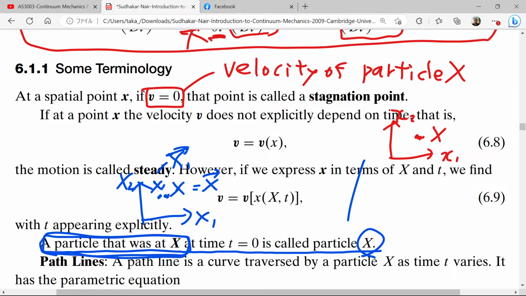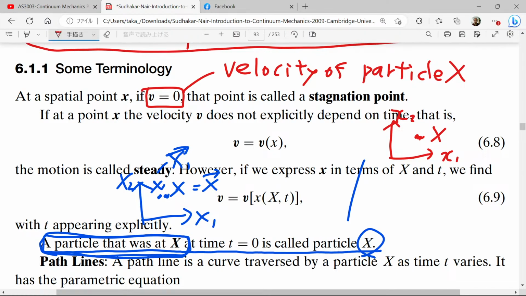If at a point small x, the velocity v does not explicitly depend on time, that is, v equals v of x, the motion is called steady. This is very strange, I think.